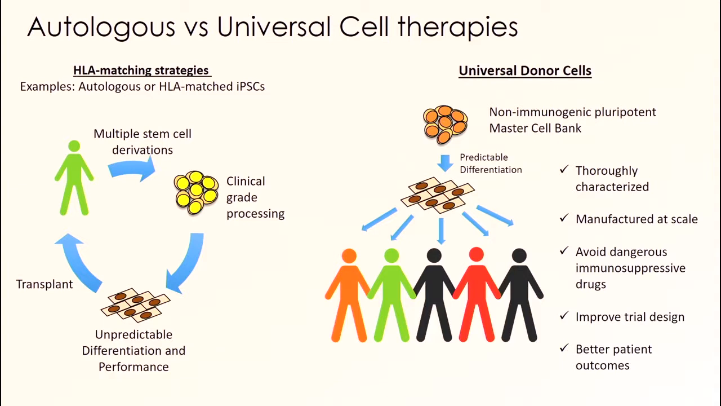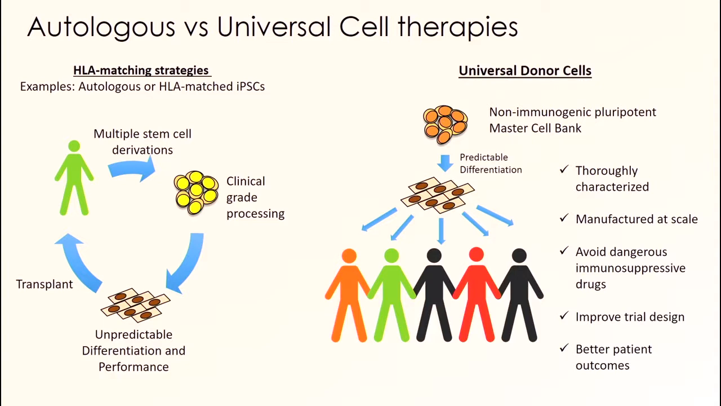Whereas the approach we're taking is to make a universal donor cell. In this case, we have a master cell bank that we make into a non-immunogenic cell line. This is done in the undifferentiated state of the stem cell, all of the genetic engineering. At that point, you can differentiate the cells very predictably because you're always using the exact same cell line. And these cells would be able to treat all individuals.